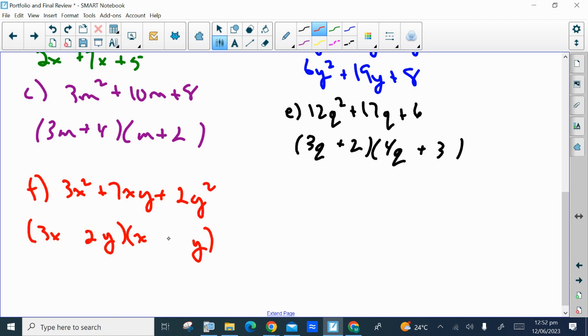If you put the 2 there and the 1 there, you won't get 7xy in the middle. You'll get 3xy plus 2xy, which is 5xy. But if you switch them around and put the 1 here and the 2 there, the outer products are 6xy, the inner 1xy. They do add to get 7xy. Both of them are positive because they multiply to get positive 2y squared, and you need a positive 7xy in the middle. So those are the factors. And you could check by multiplying out, like we have done.